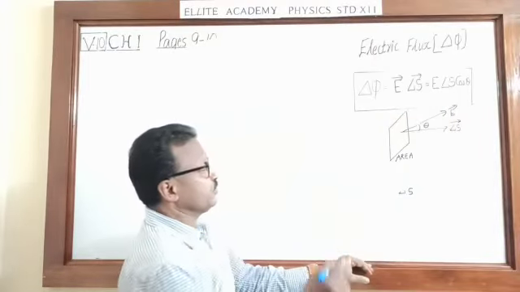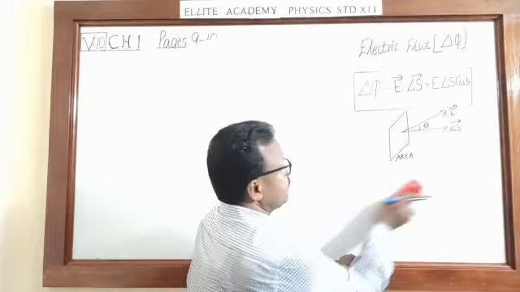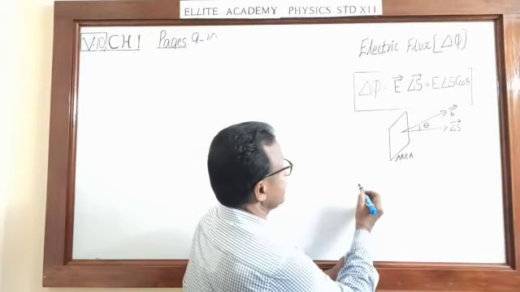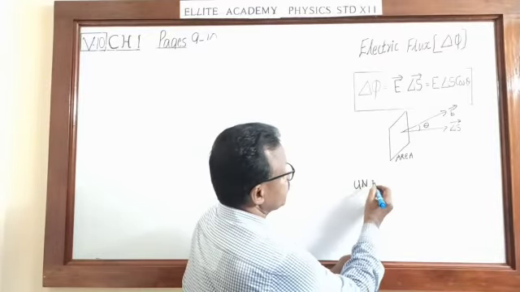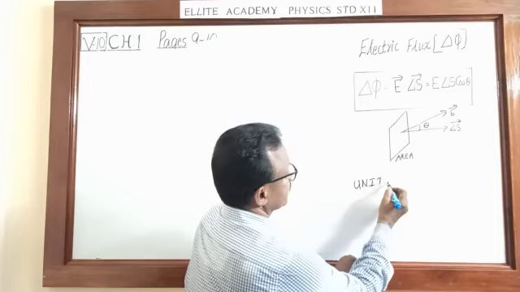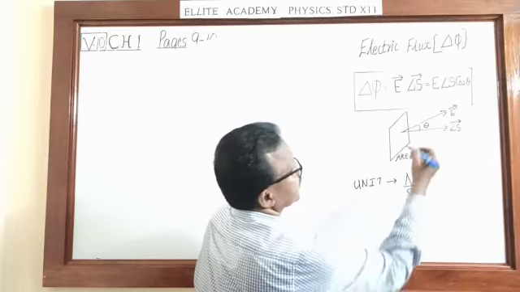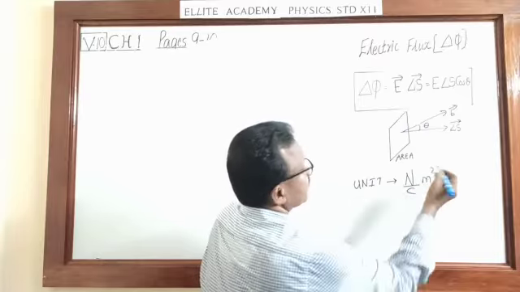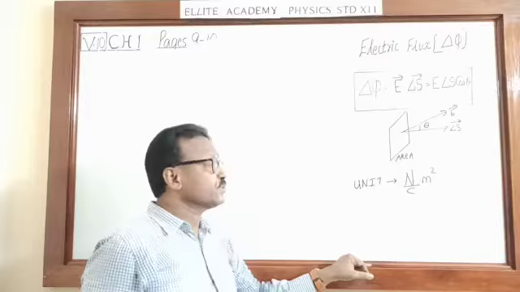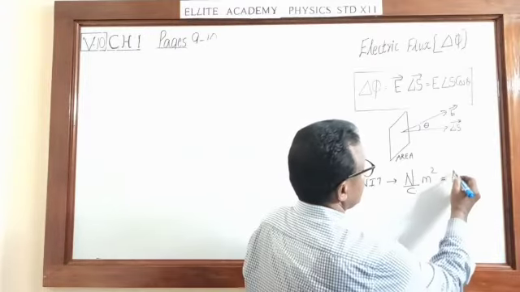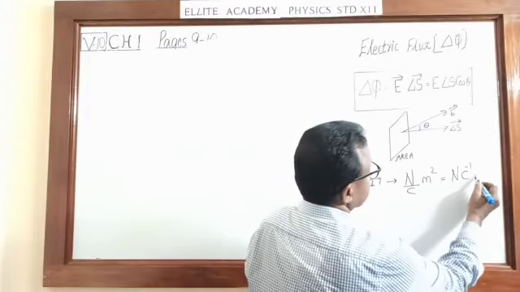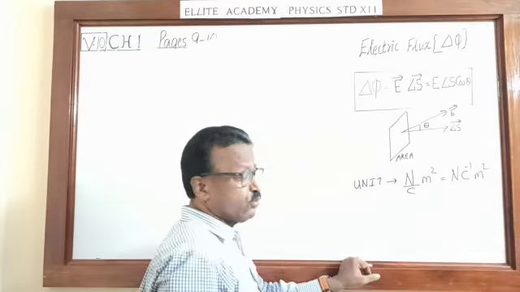Now, what is the unit of that? Most of us will be able to get the unit. Can we suggest what is going to be the unit of electric flux? E is going to be Newton upon Coulomb. Area is going to be meter square. So we say the unit is Newton meter square upon Coulomb. I can write Newton, Coulomb raised inverse and meter square. Newton per Coulomb meter square.